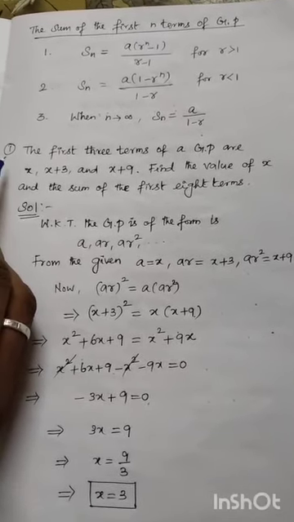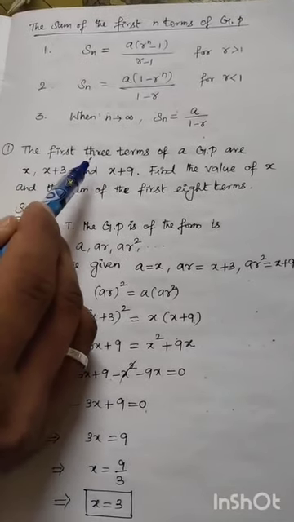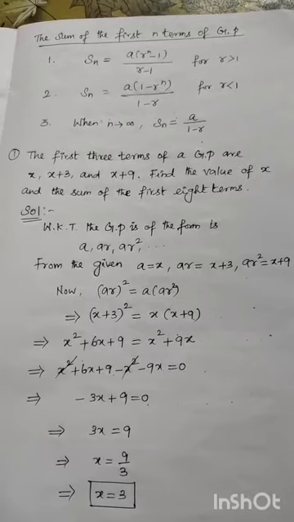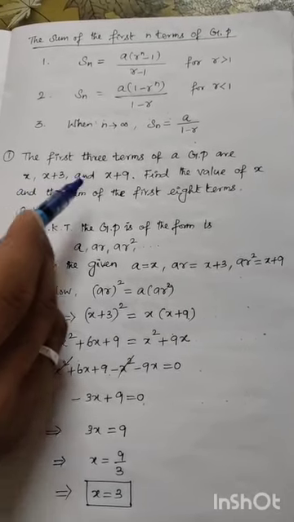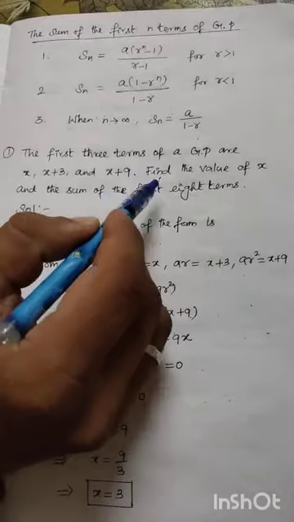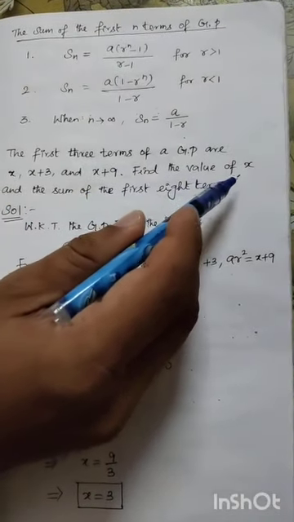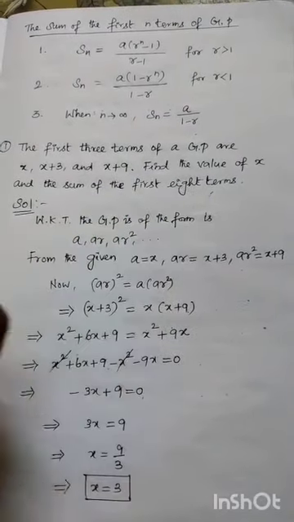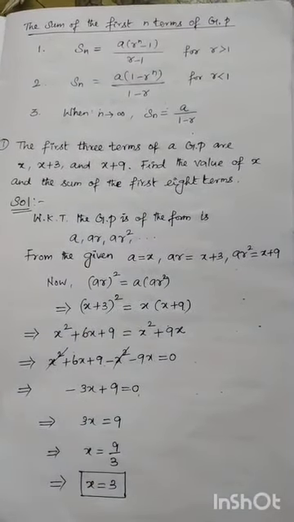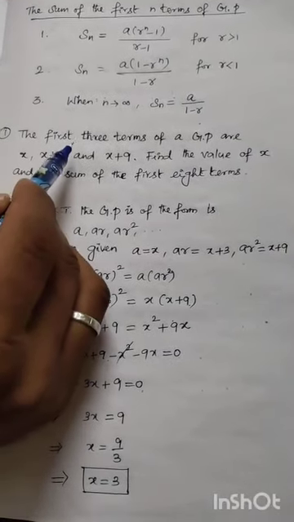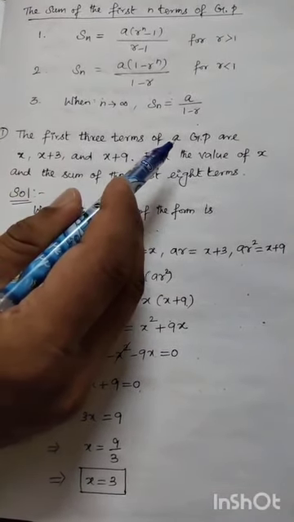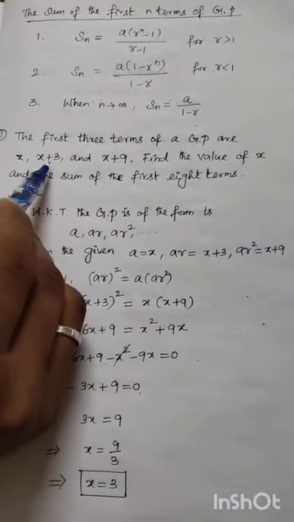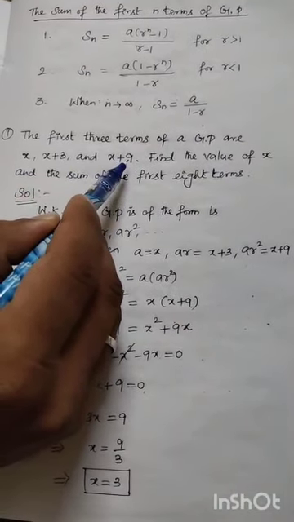The first problem: the first three terms of a geometric progression are x, x plus 3 and x plus 9. Find the value of x and the sum of the first 8 terms. So what is given? The first three terms of a GP are given. The first three terms are x, x plus 3 and x plus 9.